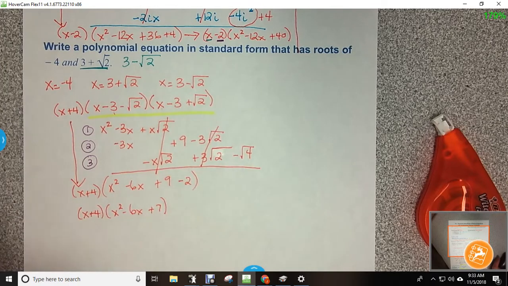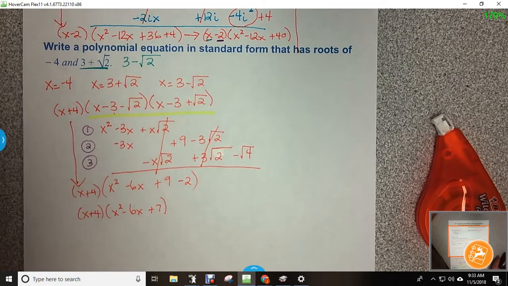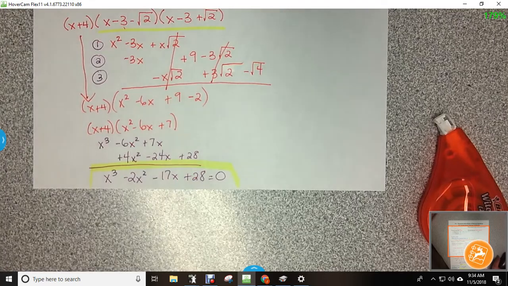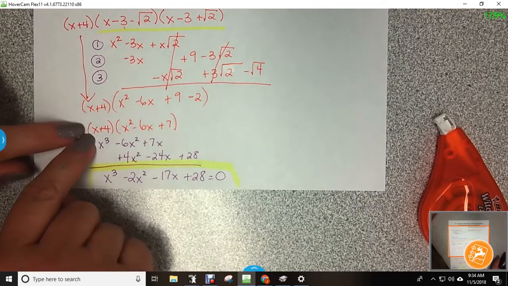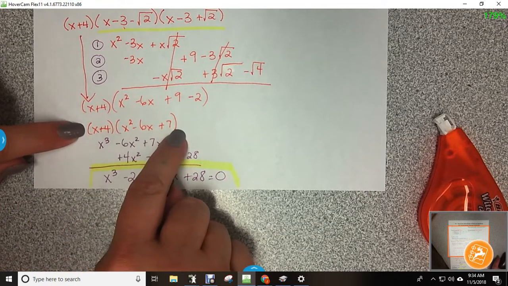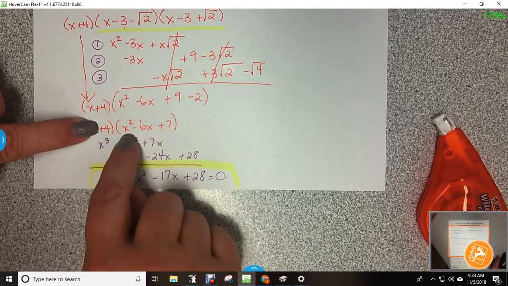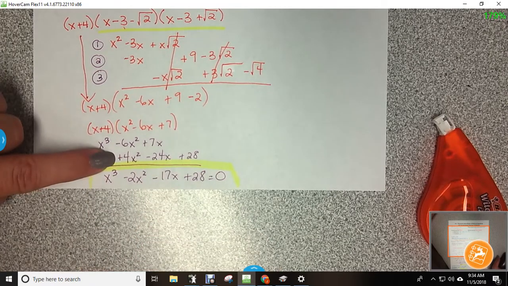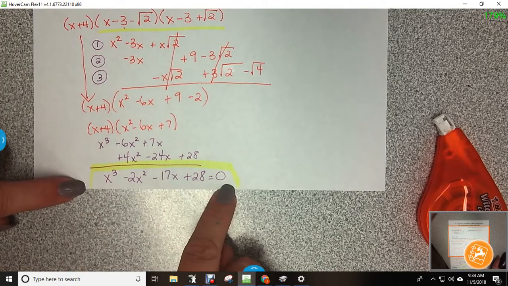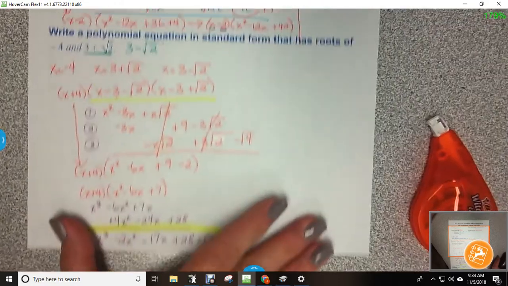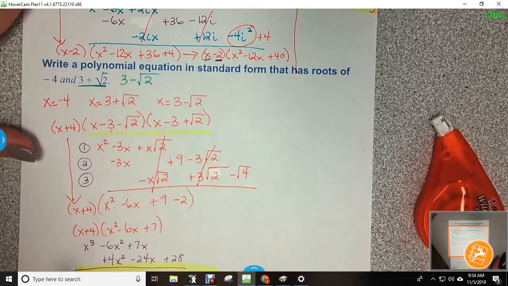Okay, if you're good up to here or you need to fix something, go ahead, pause the video, go back and fix it, or continue working from here. And I'll be back in just a second to let you double check. Alright, so there I have finished it. I multiplied my x times everything in this parenthesis. It gave me this first row here. Then I distributed my 4 to everything in this parenthesis. It gave me this next row here. Combined all my like terms, and this is the polynomial in standard form that has these roots. Okay, and that is it for 5.5 and 5.6.